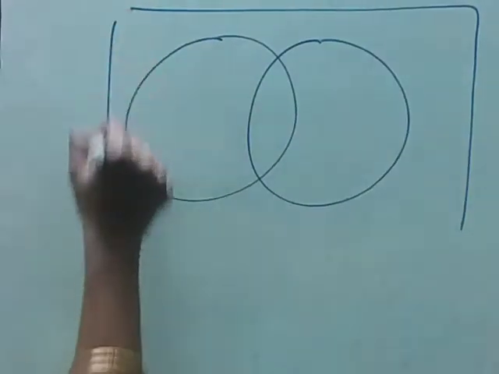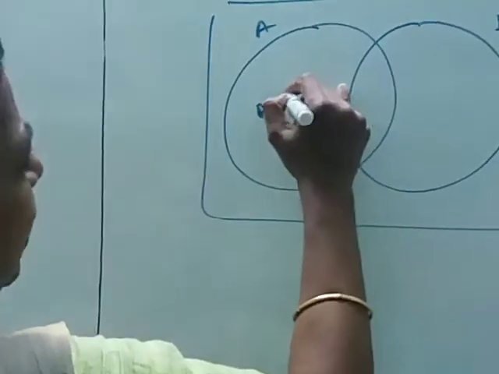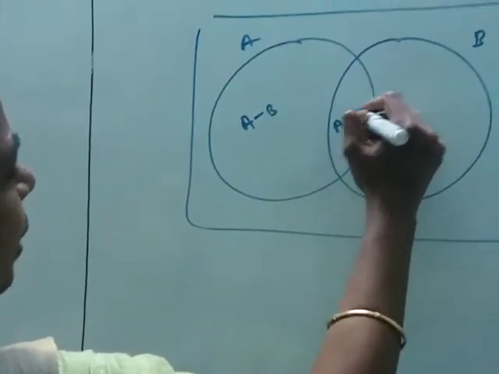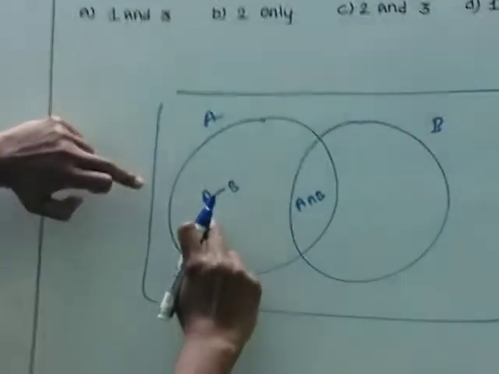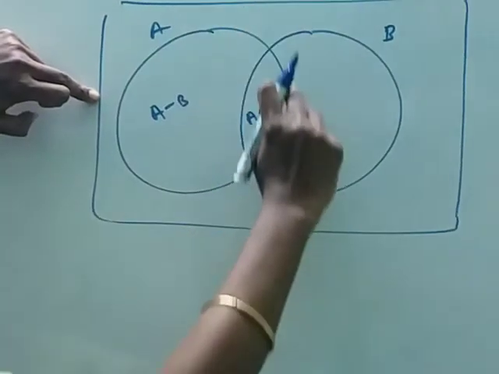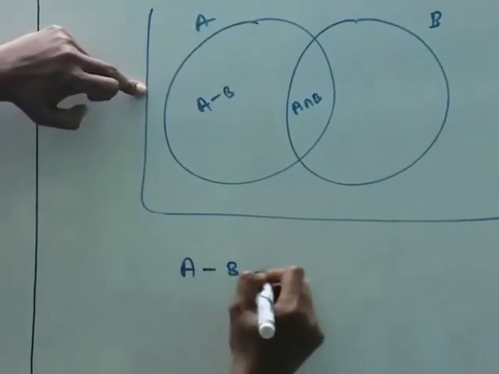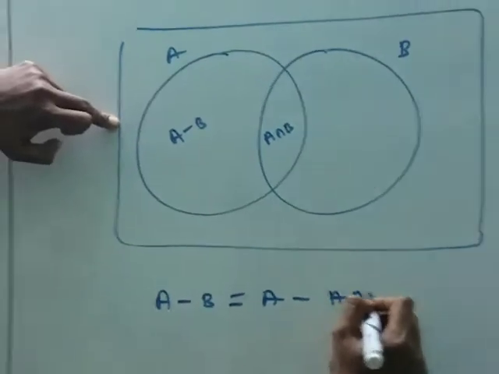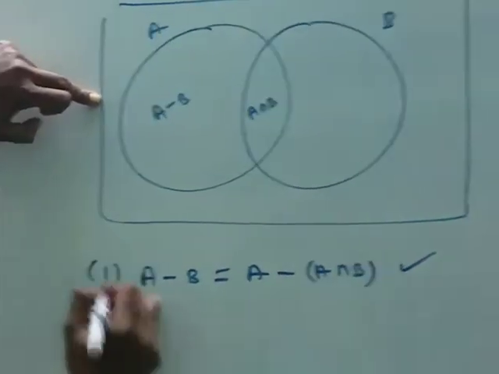A, B. This is our A minus B, A intersection B. This one will be there. We need it for this problem. Here A minus B is totally from A, taking out the A intersection B. So A minus B is equal to A minus A intersection B. Is it correct? Yes, this will be correct. So the first relation is correct.